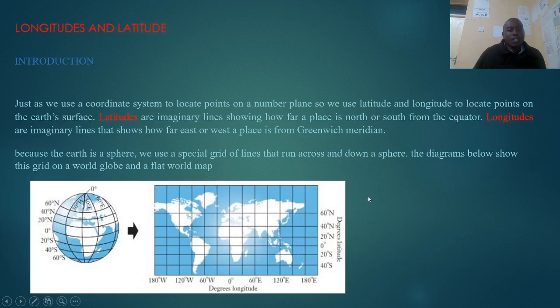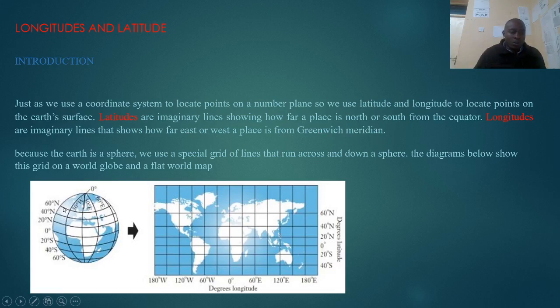When we talk about latitude, as some of you have learned in geography, latitudes are imaginary lines showing how far a place is north or south of the equator. And longitudes are imaginary lines that show how far east or west a place is from the Greenwich Meridian. Greenwich Meridian can also be called the prime meridian.